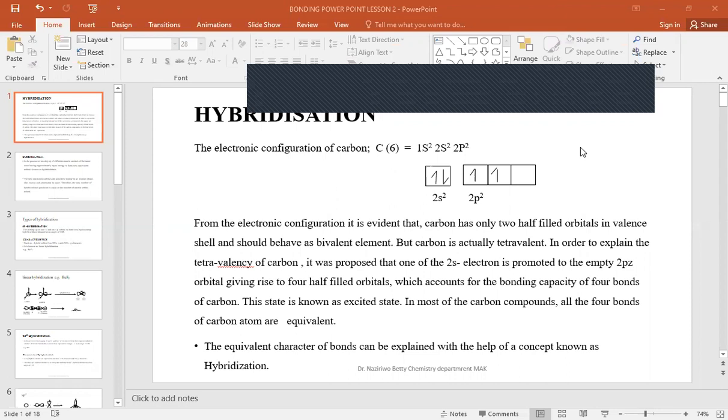When the atoms combine, the electrons in their outermost shell arrange themselves in such a way that they attain the noble gas configuration, hence becoming stable. We say the chemical bond may be ionic, covalent, metallic, as the case may be. We also defined what an ionic bond was. An ionic bond is the bond formed by complete transfer of one or more electrons.